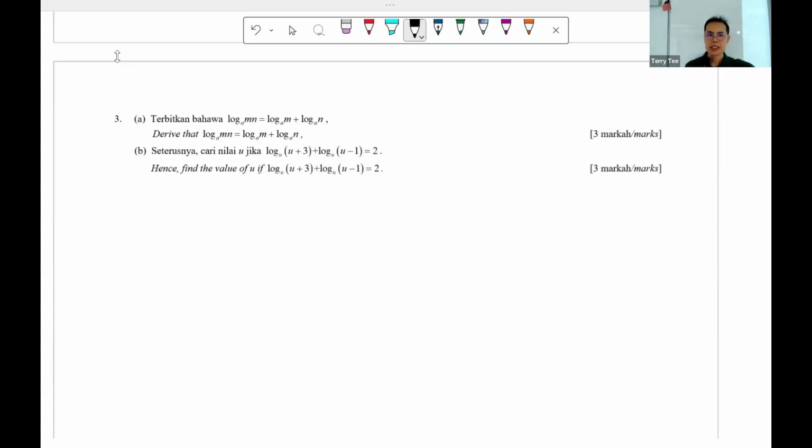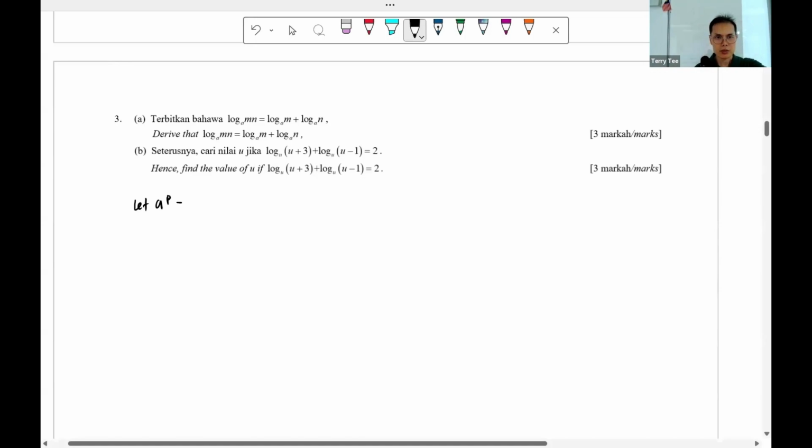Derive log a mn equals log base a m plus log base a n. Right. So derivation, you all need to know how to do this. We start off by letting a power b equal m. You can use other symbols, but because we have to use a, we have to use m. The power I use b. If you want to use other symbols like x and y, also can.